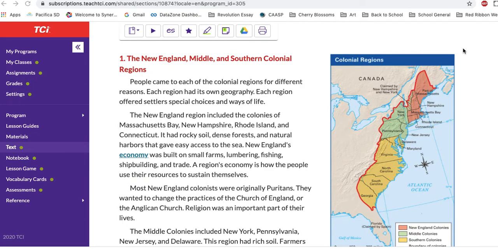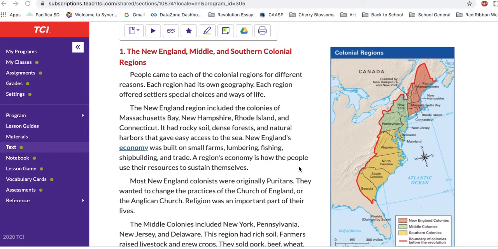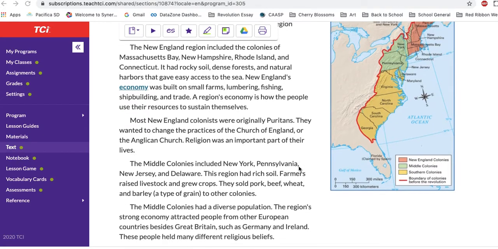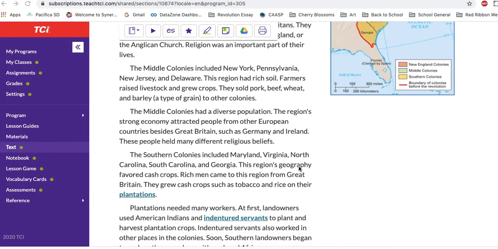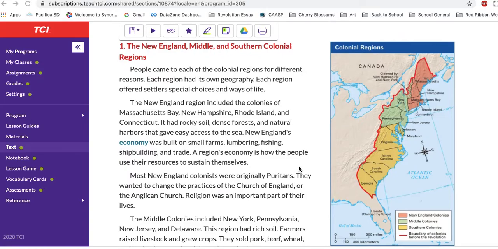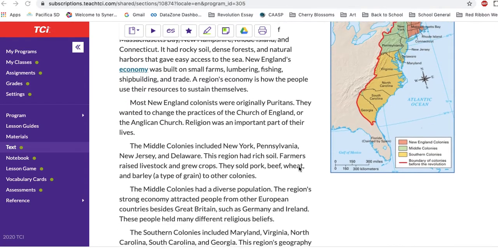So today's lesson for social studies is going to be to read sections 1, 2, and 3. We did the introduction and the preview yesterday. So the first thing that you're going to do is go into your assignments and then you'll click on section 1. Now in this particular section, you're just going to read through and it's going to tell you about the New England, Middle, and Southern colonial regions.